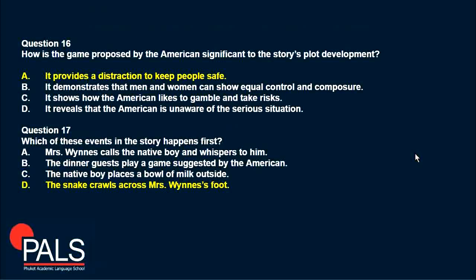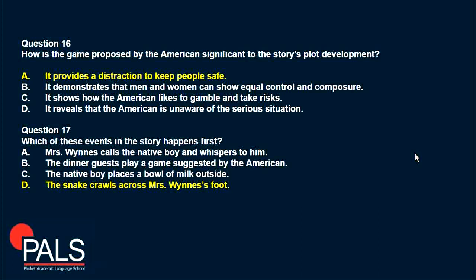Here it goes. How is the game proposed by the American significant to the story's plot development? Meaning, what is the importance of the action of the American? So, A, it provides a distraction to keep people safe. So the American was trying to do that to keep the people safe, right? And in question 17, which of the events in the story happens first?